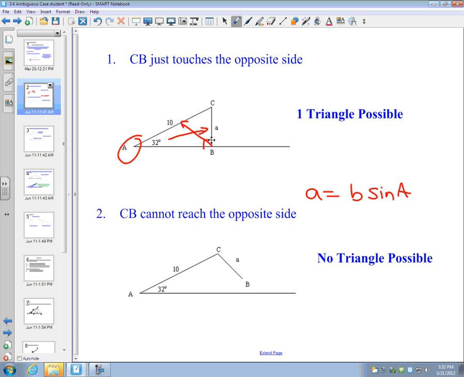Okay, another case is that side length A, or side length CB, is not even long enough to reach. So in that case, I know that A is less than B sine A. It's less than that shortest distance to touch. Okay? It's shorter than that no matter which way. If you swing it, you're never going to hit that bottom.